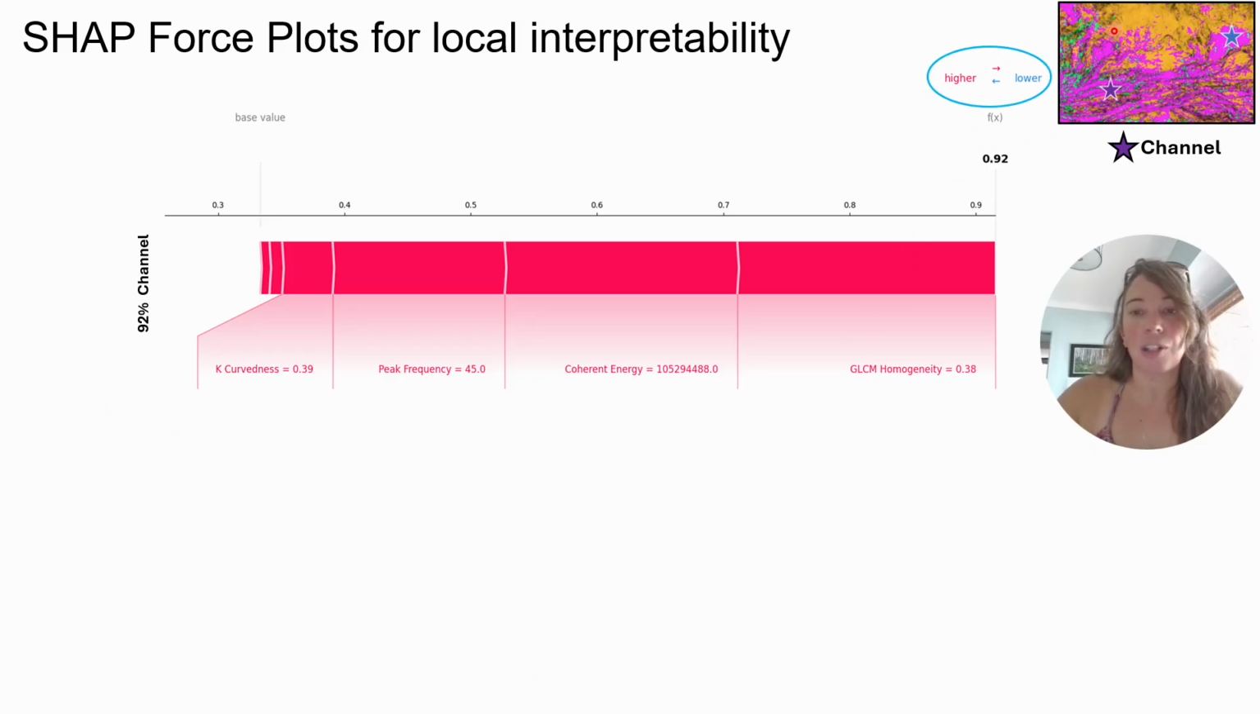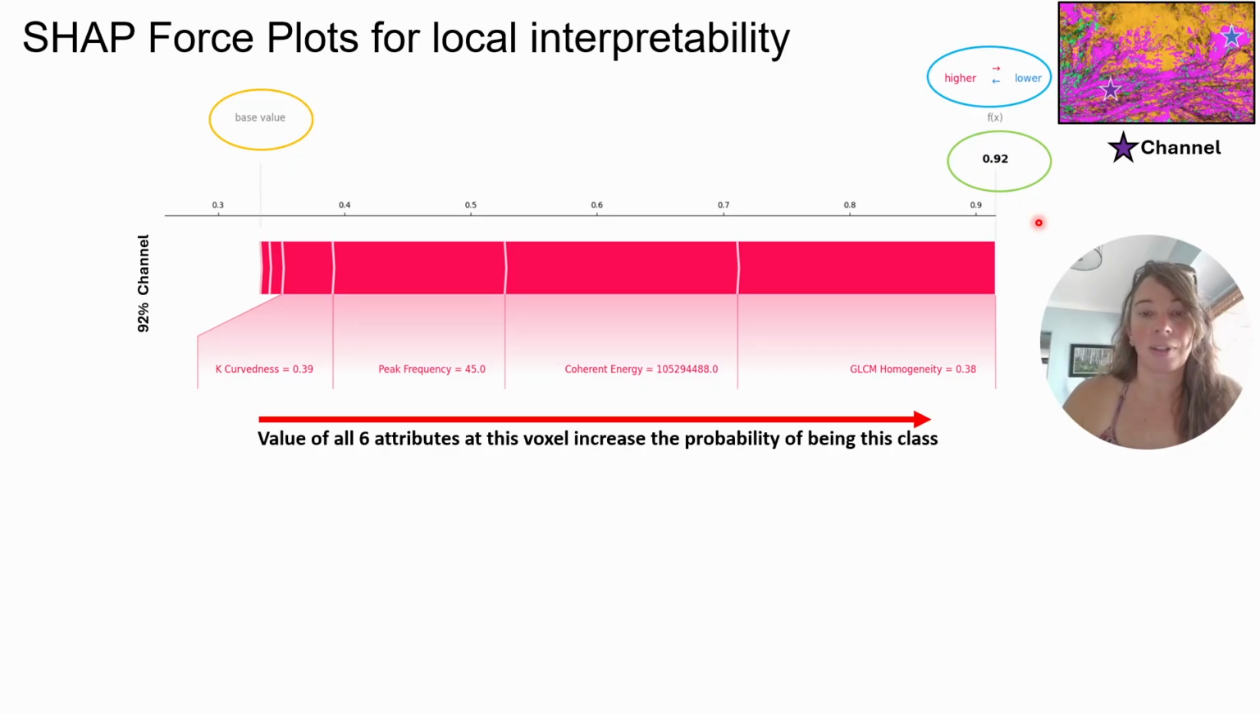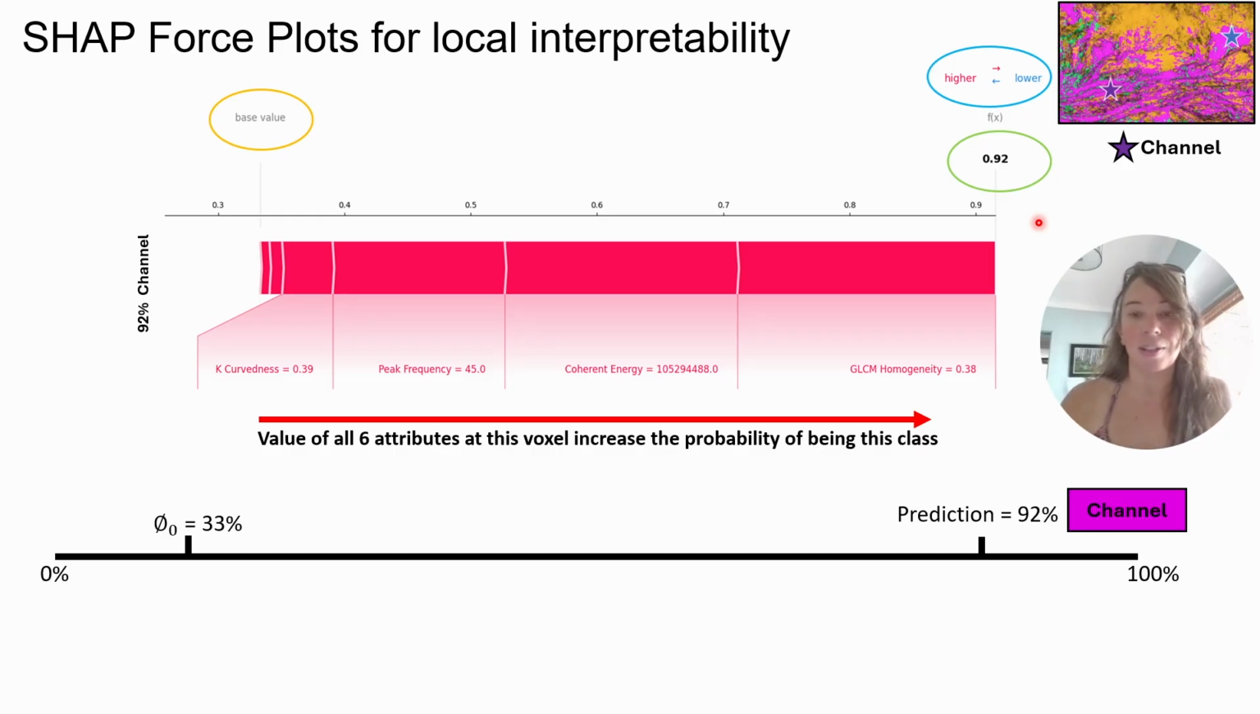So a couple of things to pay attention to. Here I've circled in blue. Red means that value is leading it towards a higher chance of being classified as that class, so a channel. Blue would be a lower chance. We've got our base value, so that's that 0.33 because there's 3 different options. And then we've got our final prediction value or confidence, which is 0.92, so 92% chance that it's a channel. So like I said before, the value of all 6 attributes at this voxel increase the probability of it being this class.